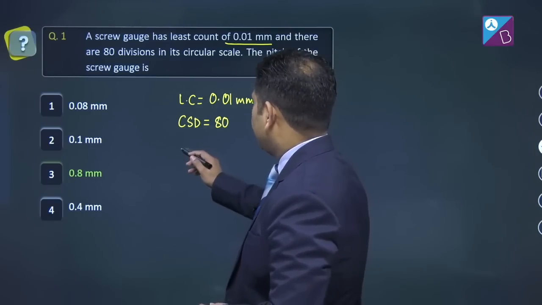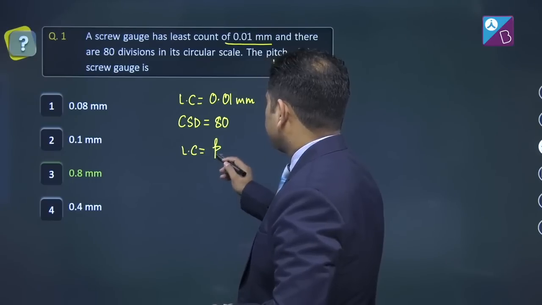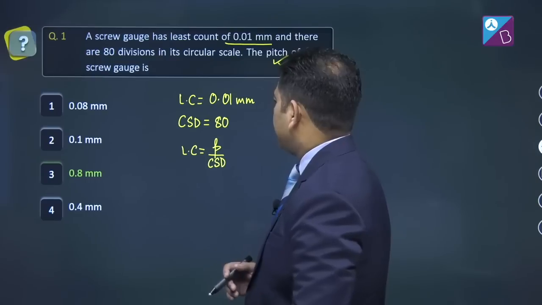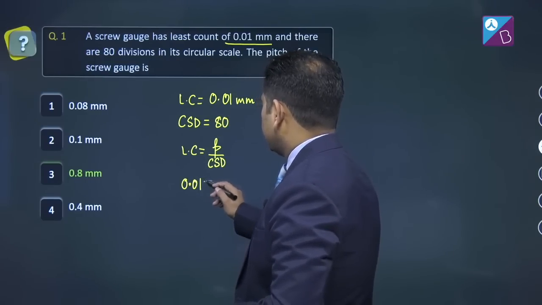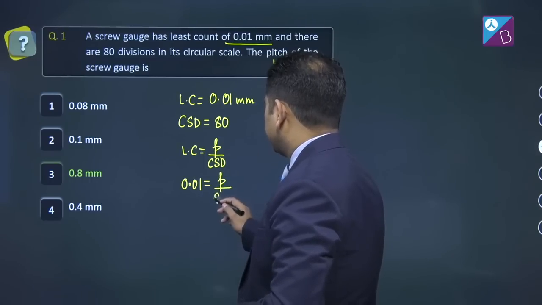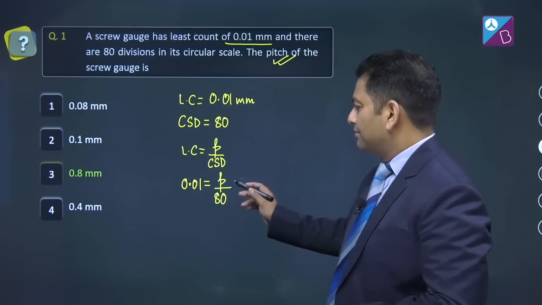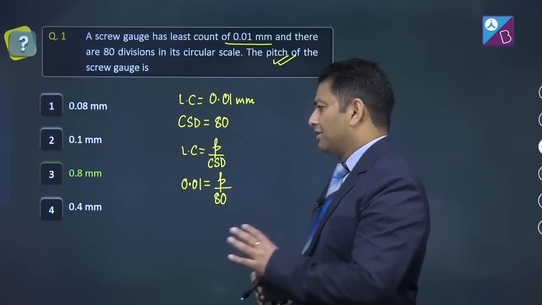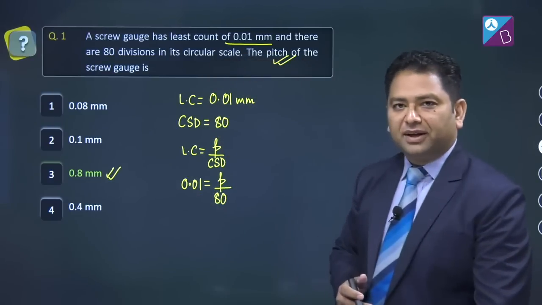हम सबको पता है least count of a screw gauge is pitch which I represent by P divided by the total number of circular scale division. Straightforward, it is given 0.01 and that is equals to P by circular scale division is 80. बस अब आपको क्या करना है? You got to multiply 80 with 0.01 and that will give you the value of pitch. जो कि option number 3, that is the correct one.